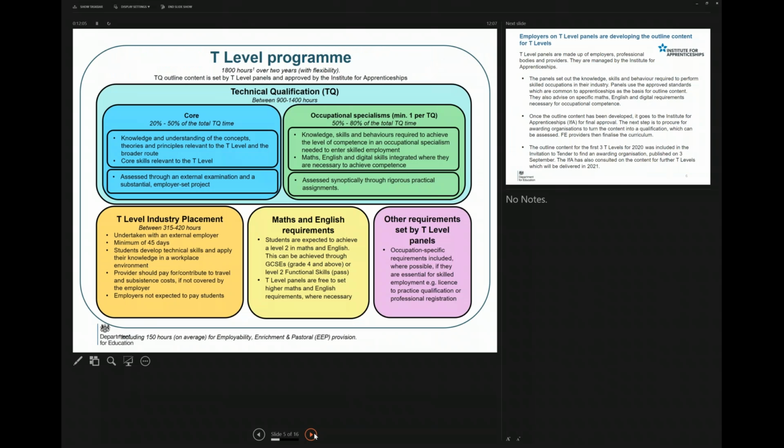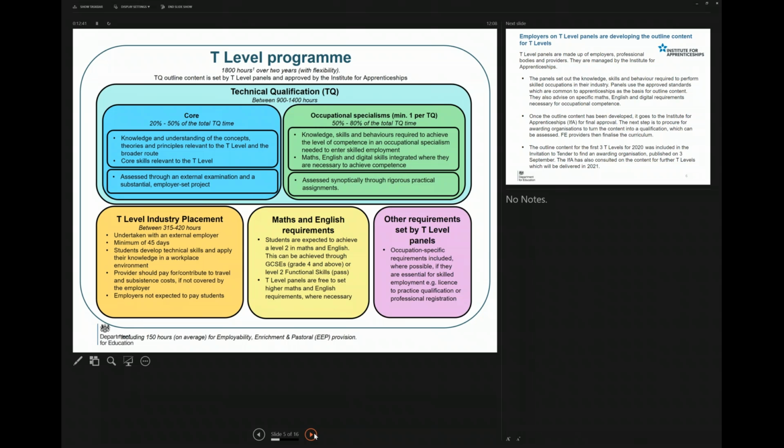This slide sets out the overall shape of the T-level programme. The technical qualification is the substantive element of the programme, which is taught in the provider setting. It's made up of a core, which will be 20 to 50% of the total technical qualification time, and that will focus on the knowledge and understanding that underpins the principle in the relevant T-level. And that will be assessed through an external examination and a substantial employer set project.